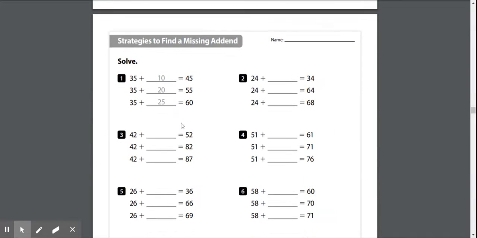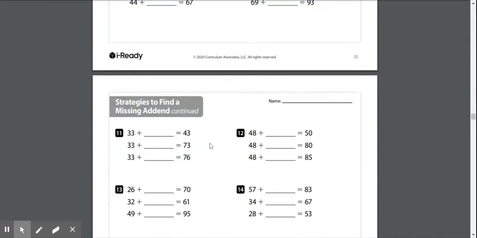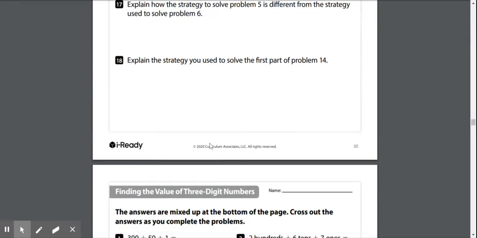All right, let's look at strategies to find a missing addend. In the previous video, I solved missing addends by subtracting, taking the biggest number and subtracting the smallest and finding the difference, which will be this blank in the middle. You can do it that way, or you can count up by tens and then count up by ones and see how many tens and ones you need to get to the bigger number. And that is on page 15 and 16.